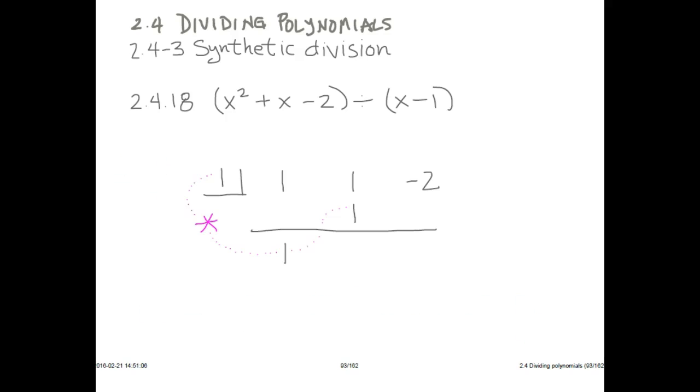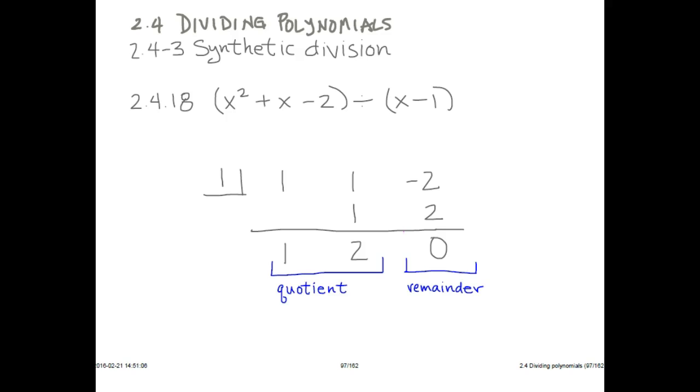And I carry the leading coefficient down here. So what I'm going to do is take that 1, the constant term, and multiply it by the coefficient that I dropped down and put it here. Then I add those two together. Then I do it again. So I multiply the 1 by the 2. I get a 2. I add that to the coefficient that was there in the first place. I get a 0. That's my remainder 0. And the 1 and the 2 make up my quotient.